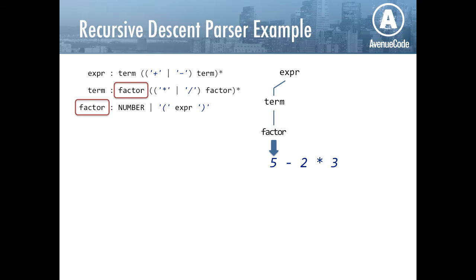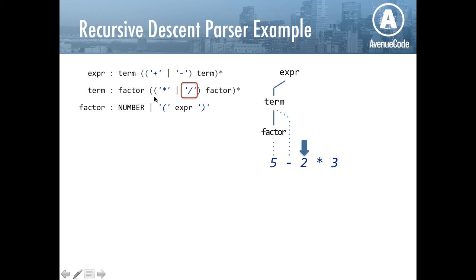So we start the term rule here, and term has to match a factor. We start the factor rule, trying to match a number, and we matched. As we match, we are done here, and we go back to our term, and we try to match the next symbol we have, which is the multiplication sign. We don't match, and since we are inside an OR part of the rule, we backtrack, and we try the next option we have, which is the division sign.